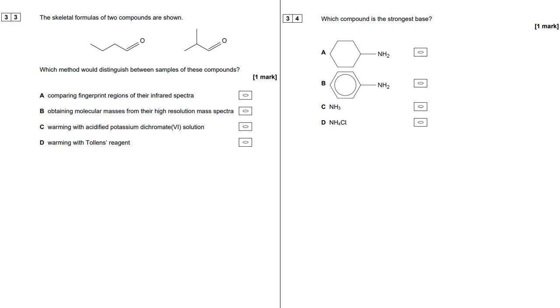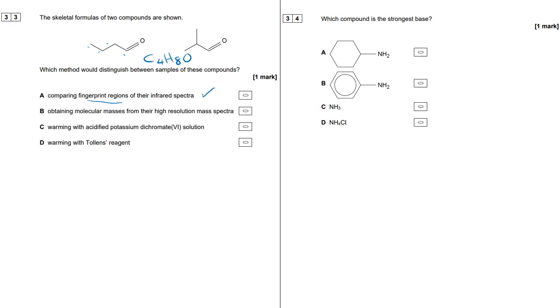Question 33. The skeletal formula of 2 compounds are shown. Which method would distinguish between samples of these compounds? So you've got 2 aldehydes. They both have 4 carbons in, 1, 2, 3, 4. So they both have the formula C4H8O. So looking through the options, their fingerprint regions in infrared spectroscopy would be different. So that statement is correct.